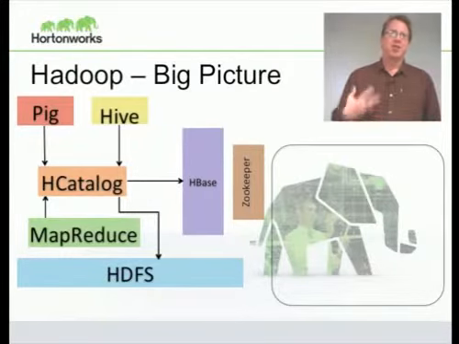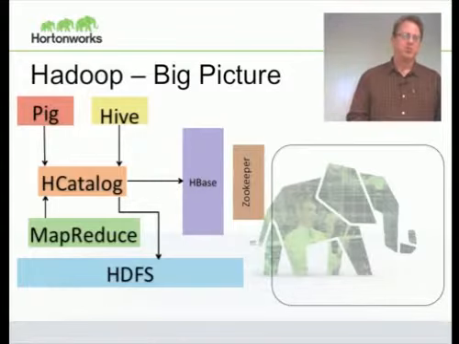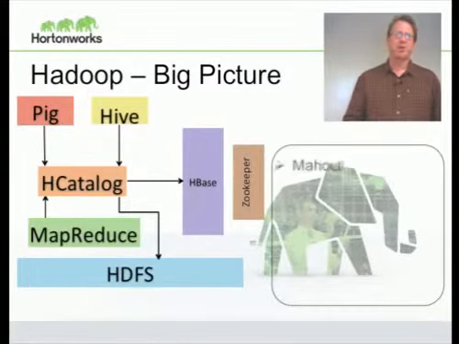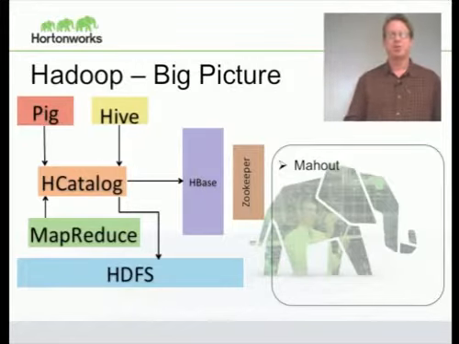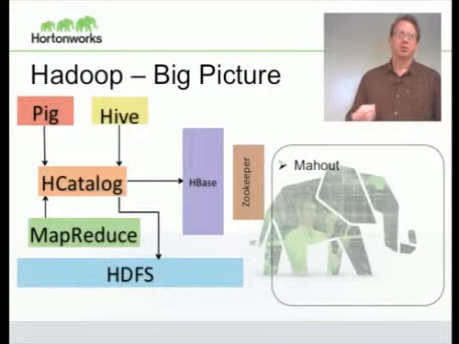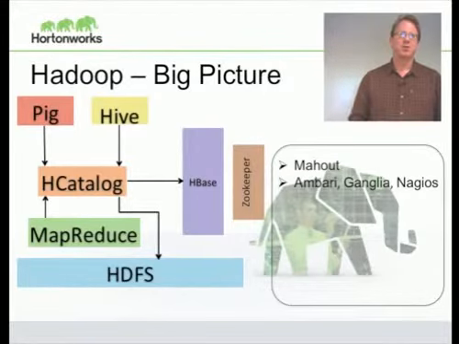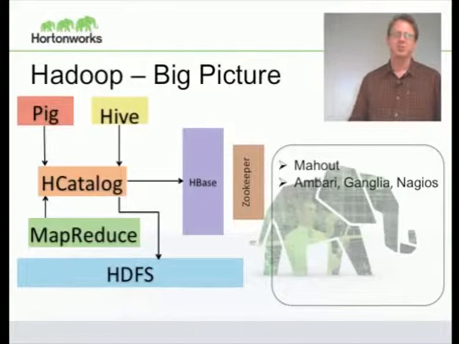There are also a lot of other projects that people use with Hadoop. The first one is Mahout. Mahout is a machine learning library that lets you write MapReduce applications focused on machine learning. There are also ones that help you understand what's going on in your cluster. Ambari, Ganglia, and Nagios provide that kind of access.